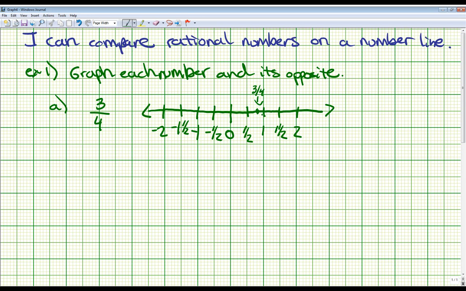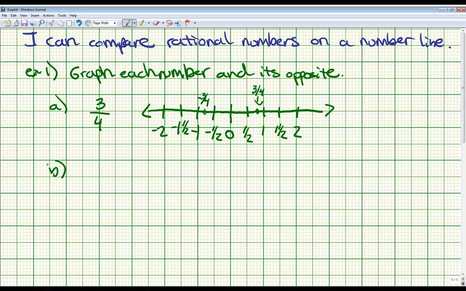So now in order to graph the opposite in the negative zone, we have to be very careful where we put our dots. So from the 0, this line would represent a half of a pizza. This line would represent a whole pizza. We don't quite have a whole, but we also don't have a half. We have in between there. So I'm going to put my dot in between a half and a whole. And then I will label that -3/4. So that is what we do when we graph a fraction and its opposite on a number line.